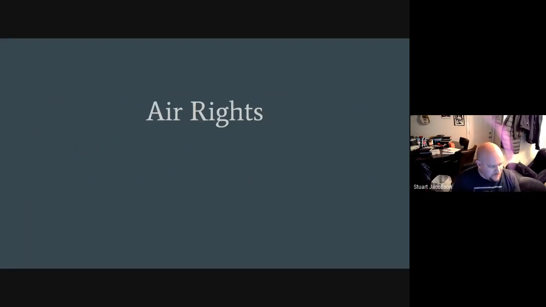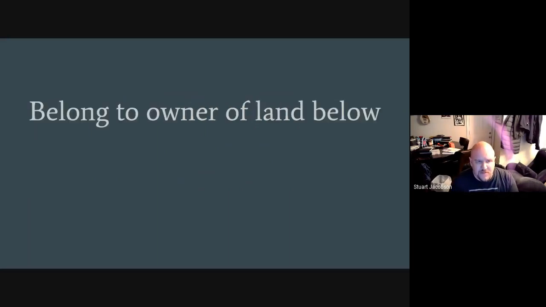Okay. Air rights. They belong to the owner of the land below. So when you own real estate, unless they have either been sold already or there are restrictions in regards to this, you own the air rights to the air above your property, as long as not legally restricted in any manner, shape, or form.